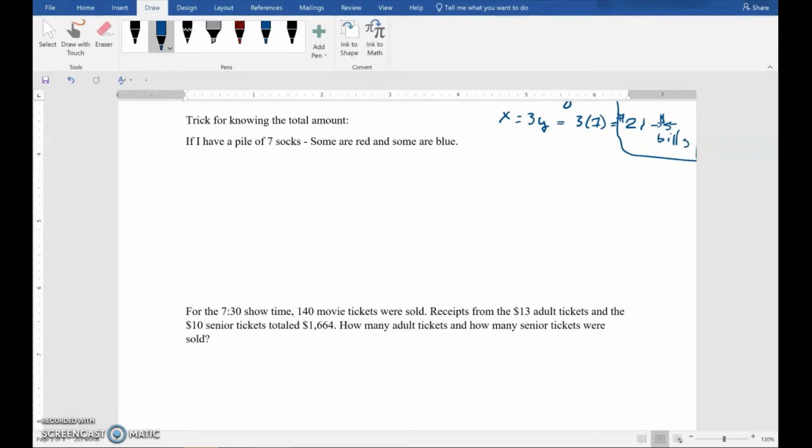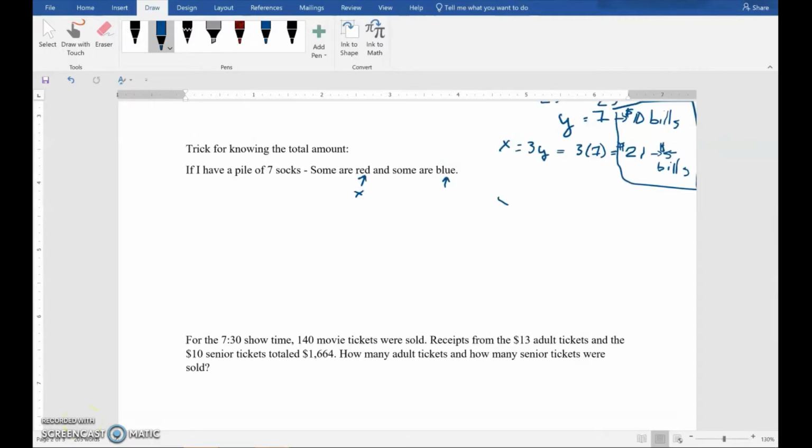So let's say I have a pile of 7 socks. Some are red and some are blue. And so you can think about this in two ways. One, if you let the red be x and the blue be y, x plus y equals 7. And subtract y. It doesn't really matter which one. And so you get x equals 7 minus y. Or you kind of do this in your head anyway.